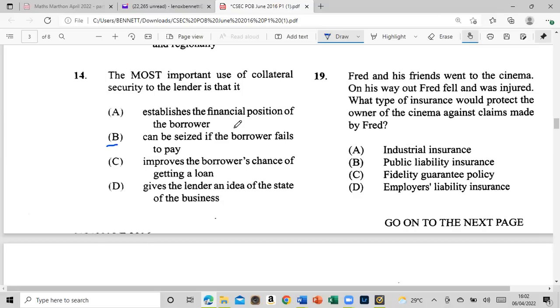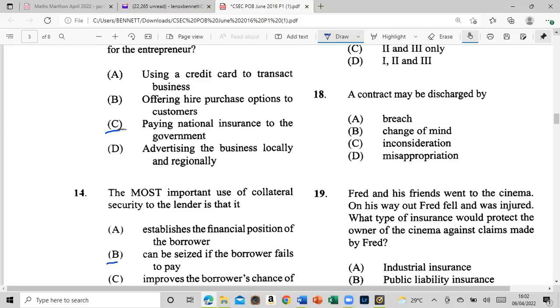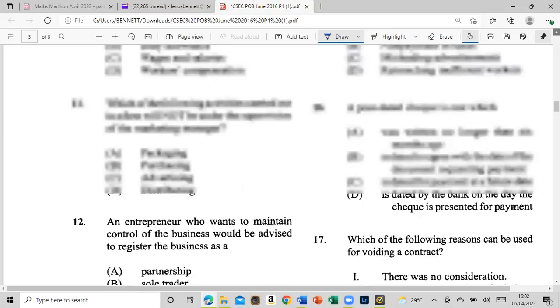Right? Remember, them owe you your money, you know. If anything, you seize them, because Jamaicans don't like to pay what they owe. Yeah. I'm going on the thing and I'm talking straight so you can understand.